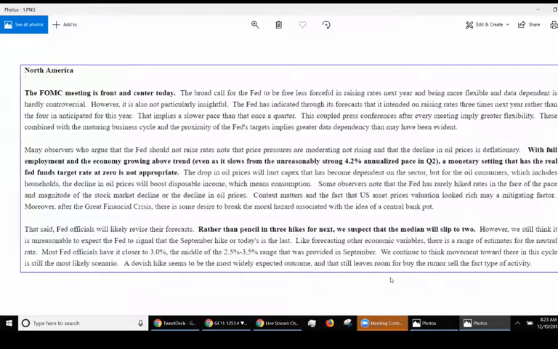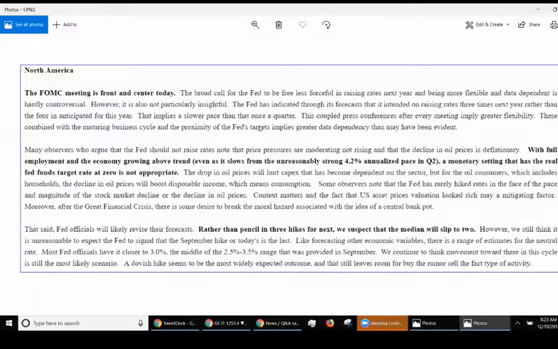So let's go through what the markets can do, ignoring what they've done already. And let's go through that by reading the rest of this article here. Okay. The Fed has indicated through its forecast that it intended on raising rates 3 times next year rather than 4 as anticipated for this year. That's right. They're already backing off on their rate. They're already tapering on their rate hikes. That implies a slower pace than once a quarter. Right. They've already done that.